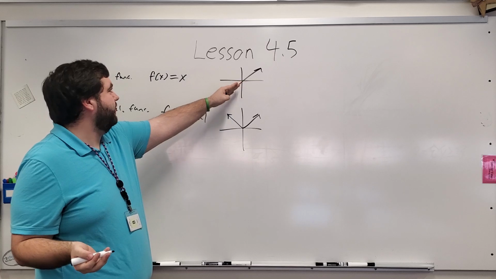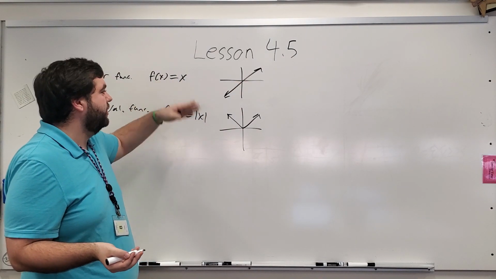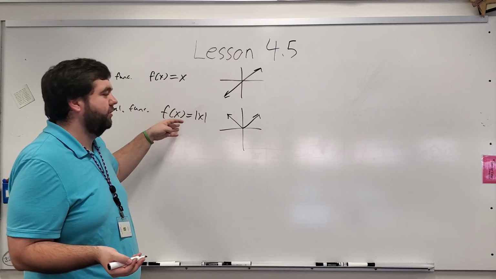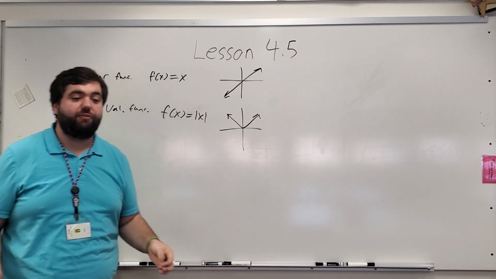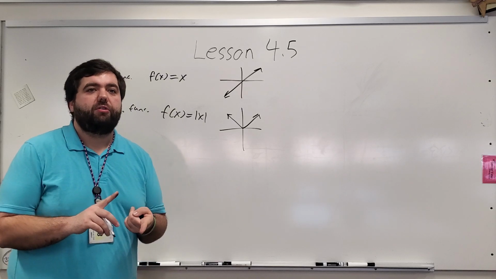What I plug in for this, I get out. So I plug in 1, I get 1. I plug in 2, I get 2. So on and so forth. Same, I plug in 1, I get 1. I plug in 2, I get 2. I plug in -3, I get +3. These are our simplest forms. We then talk about transformations.